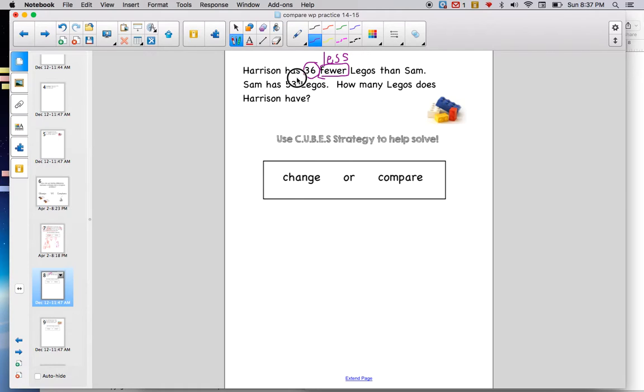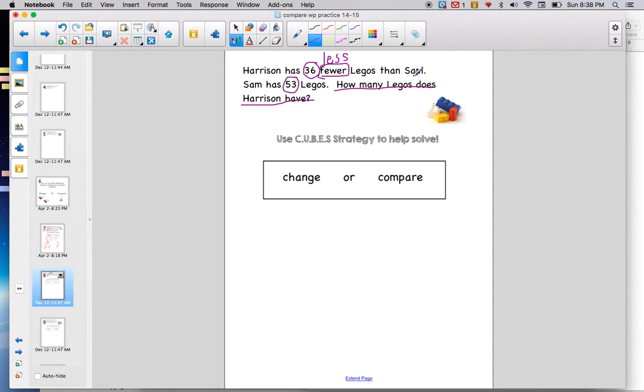Sam has 53. Okay, I gotta circle that number. Now underline the question. How many Legos does Harrison have? So what I don't know is Harrison. I know that Harrison has 36 less than Sam, but I don't know how many Harrison actually has. So now I'm ready to think about B, box the keywords. I think I've already done that, fewer. So that means he has less. And then E, eliminate what we don't need. That's a third grade thing.